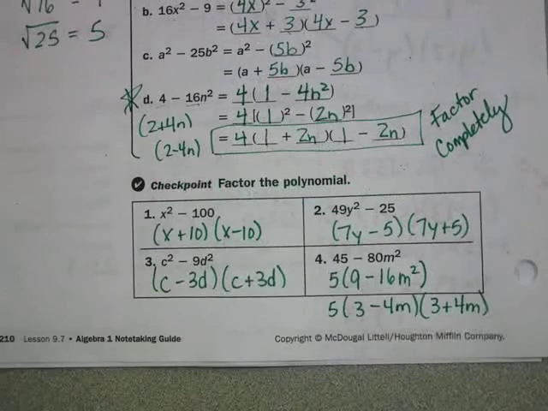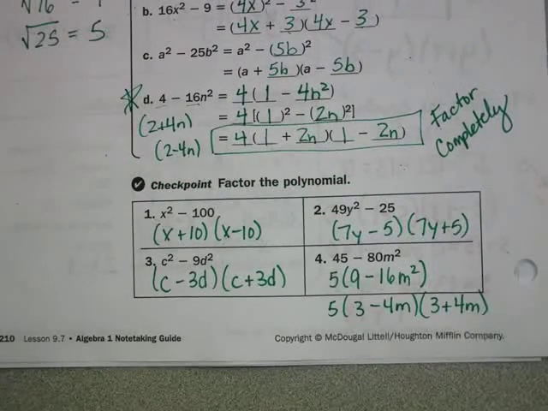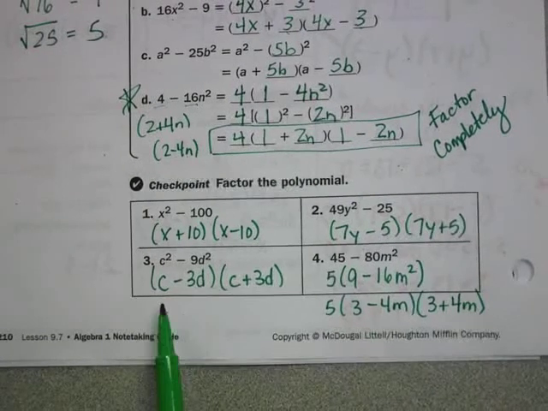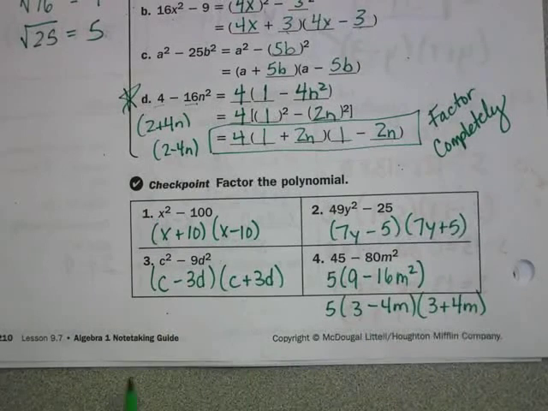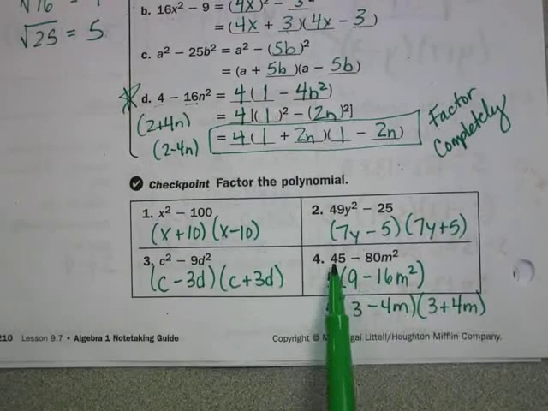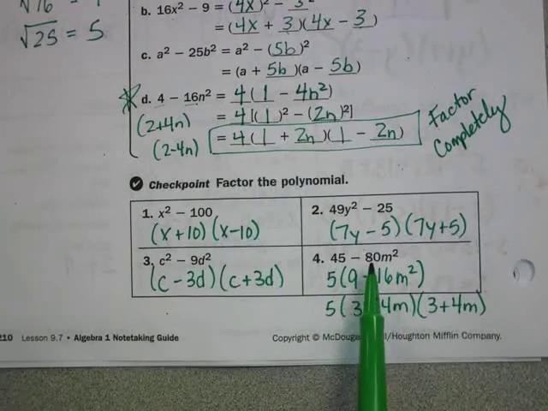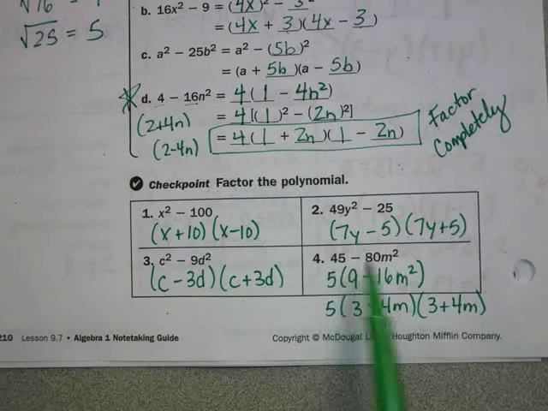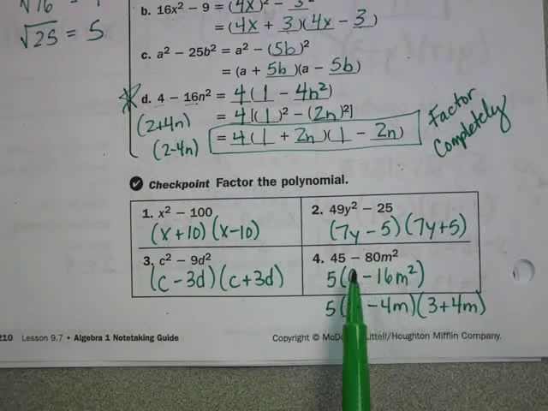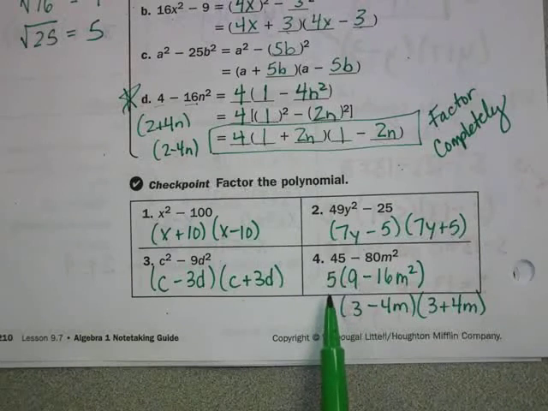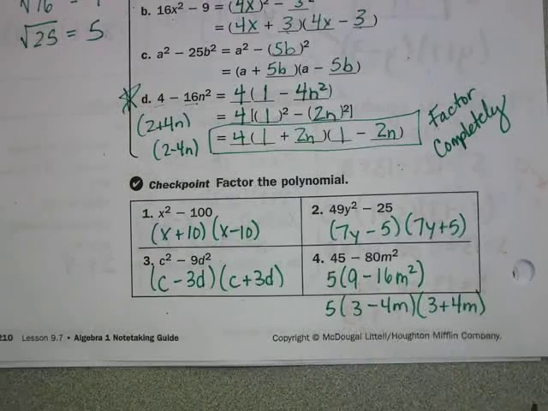So number 1 is x plus 10, x minus 10. 2 is 7y and 5, and you've got your sum and your difference. C minus 3d, C plus 3d, and then this one you would have said, hey, these are not perfect squares. I have a binomial. There is a minus sign in between, but they're not perfect squares. But when I looked at it closely, I said, there's a 5 that can be factored out of both of those. And after I factored out the 5, I was left with 9 and 16, which are perfect squares. So this one had one extra step in it.